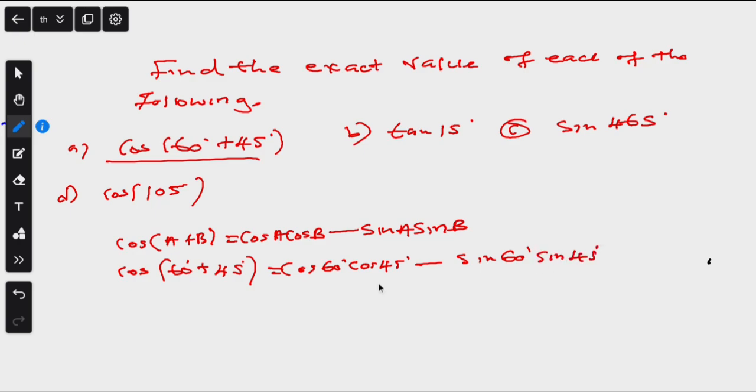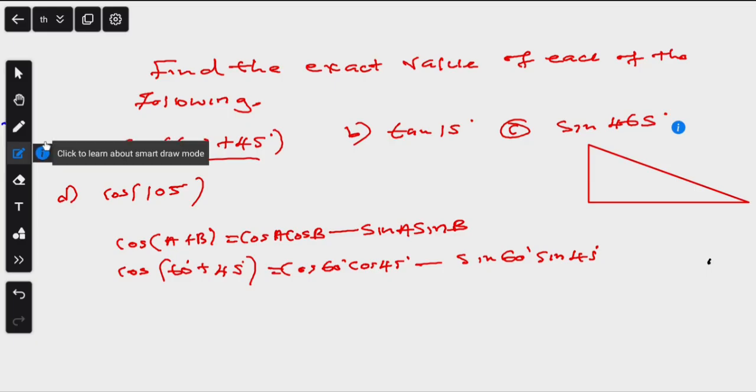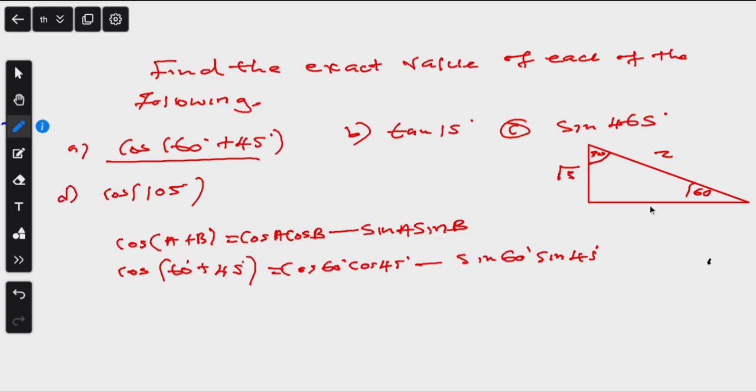Now for us to work out this, let me just draw a triangle. Okay, and this one is going to make sense. So that is our triangle. So here we are going to have 30 degrees, then here we are going to have 60 degrees. So here it is 2, then here root of 3, then here we have 1. Then the second triangle for 45.